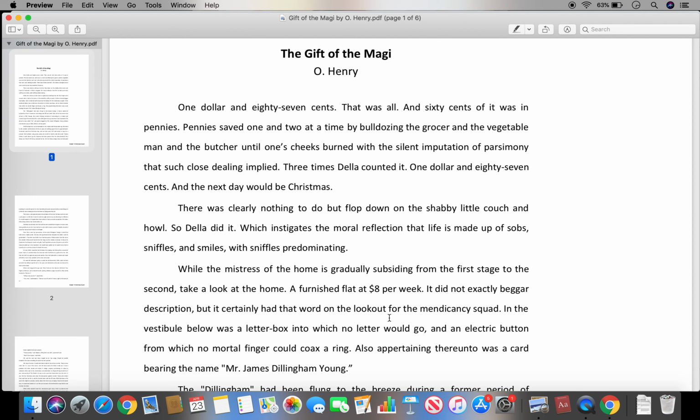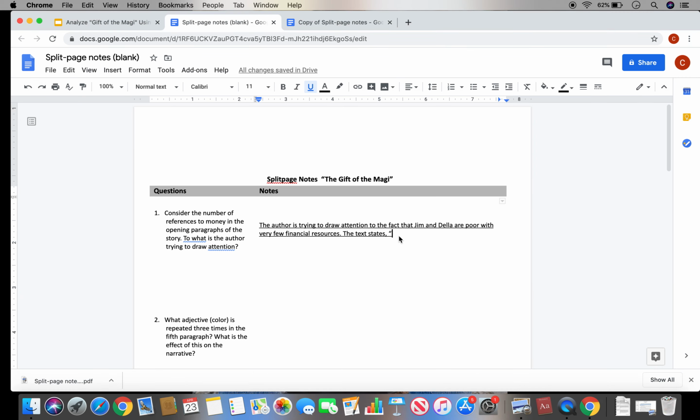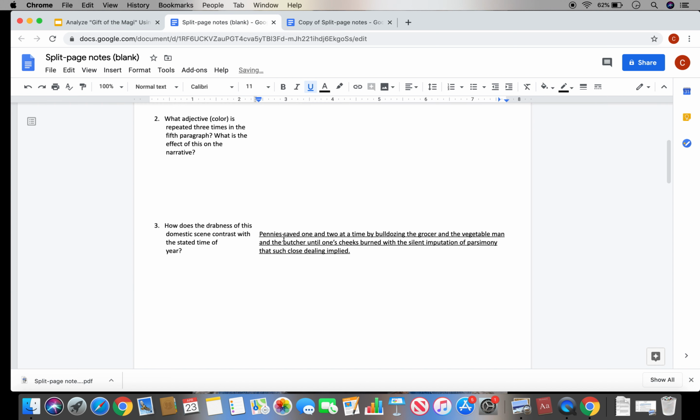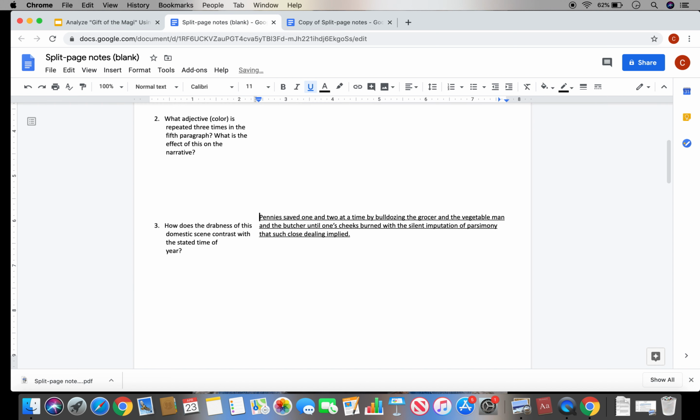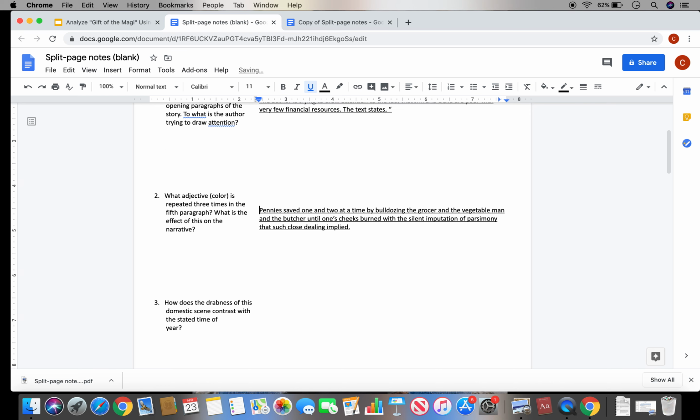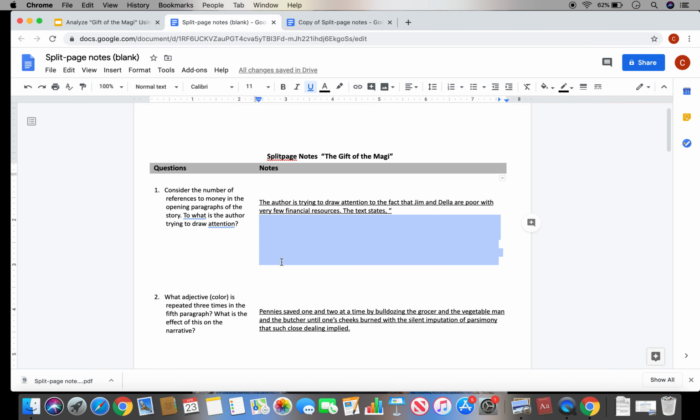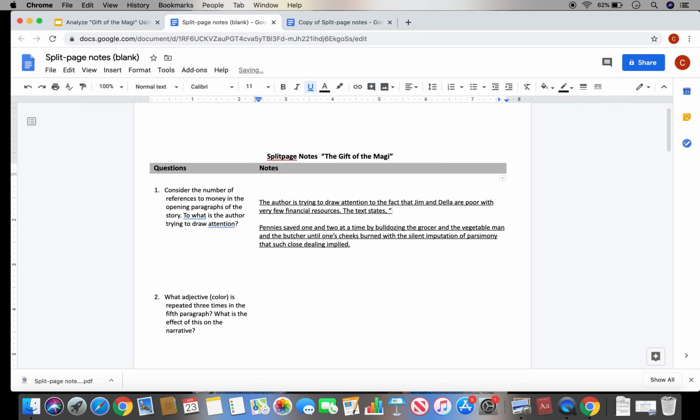I mean, right here where it's talking about their apartment, or even here where it is talking about how she had to save the pennies, one and two at a time. I'm actually going to use this one here. So I'm going to copy this and I'm going to use that as my evidence. Formatting's a little off, but that's okay. Okay, so I have this as my evidence here.